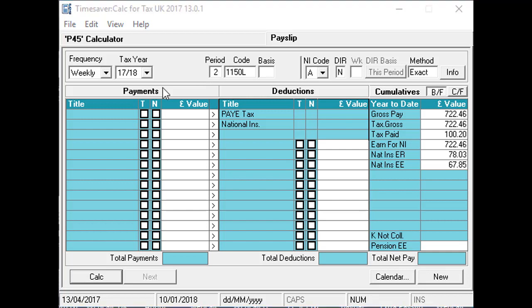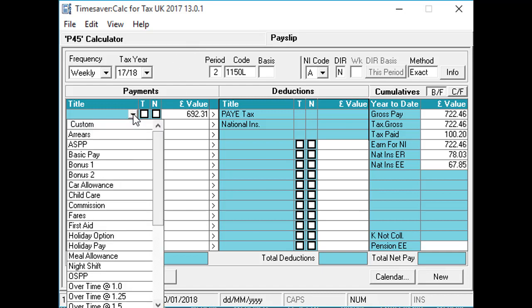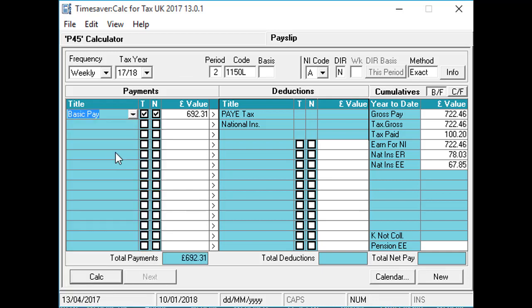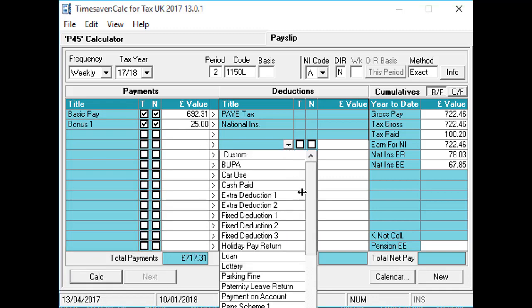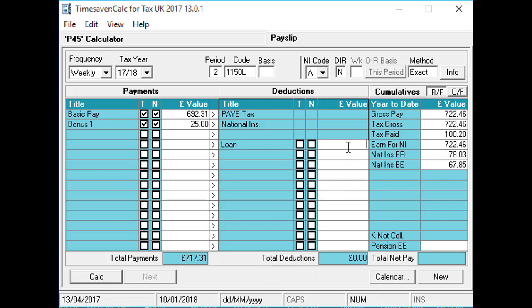For the payment, we know basic pay is £692.31, but let's change the payment description to something more meaningful. The employee didn't do any overtime this week, but instead let's give them a bonus of £25. The employee is still paying back a loan of £10 a week. We can now click the Calculate button.